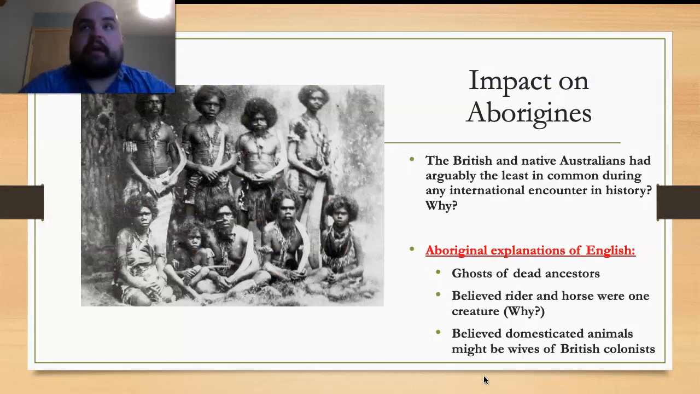Now, we of course can't talk about colonization without looking at the impact on the local populations like we did with India. One thing that's particularly interesting about British colonization, while also depressing obviously, is the fact that the British and native Australians had arguably the least in common between a colonizing and indigenous group in any international encounter in history. Why do you think that's the case? Think about what Australia is like. This is a bit of a geography question.